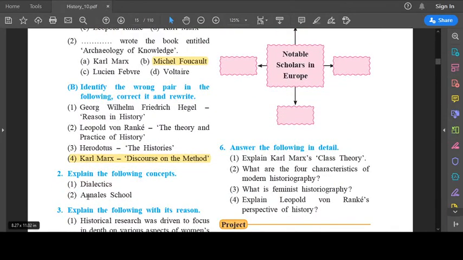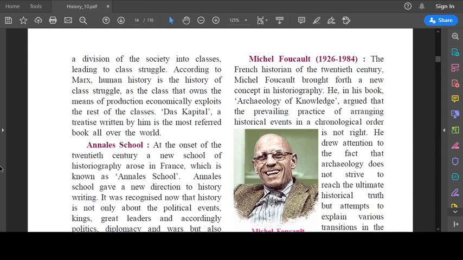Okay. Now next. The second one. Annales School. Now Annales School answer is on page number 5. Just go to page number 5, children. Here, left hand side, first paragraph. First line, first point. At the onset of the 20th century, a new school of historiography arose in France, which is known as Annales School. That's your first point.